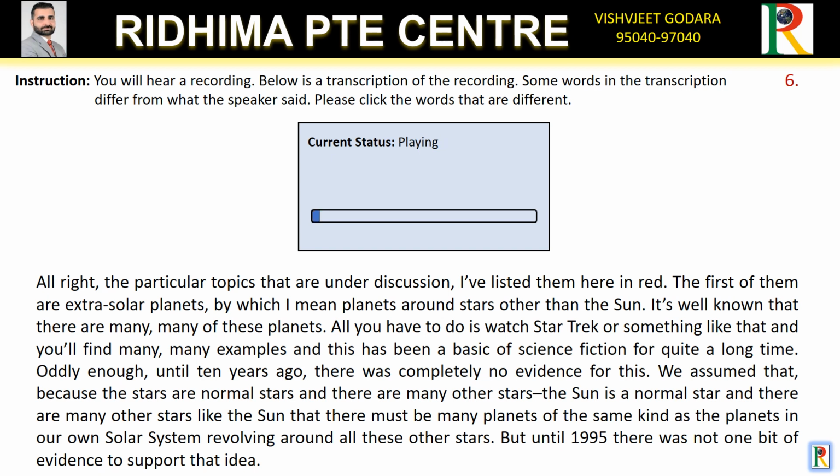All right. The particular topics that are under discussion, I've listed them here in green. The first of them are extrasolar planets, by which I mean planets around stars other than the sun. It's well known that there are many, many of these planets. All you have to do is watch Star Trek or something like that, and you'll find many, many examples. And this has been a staple of science fiction for quite a long time.